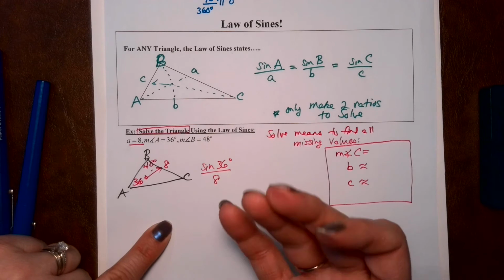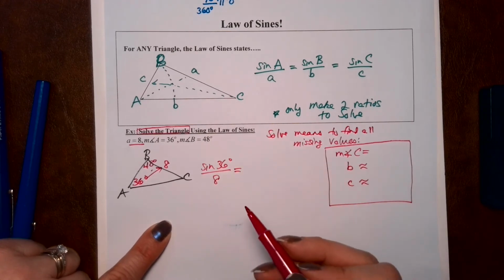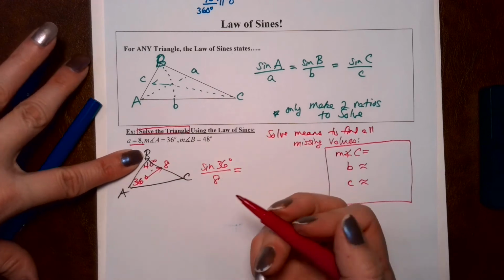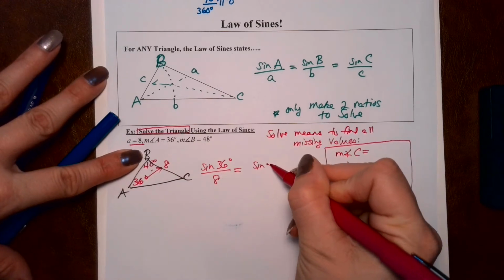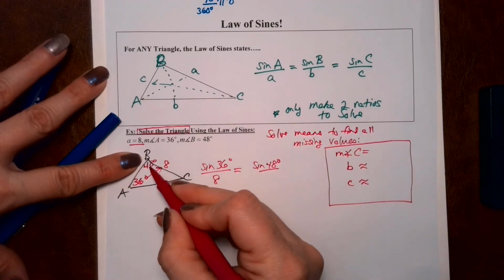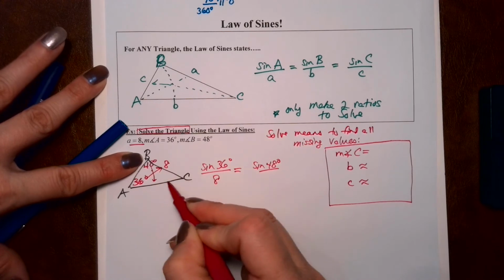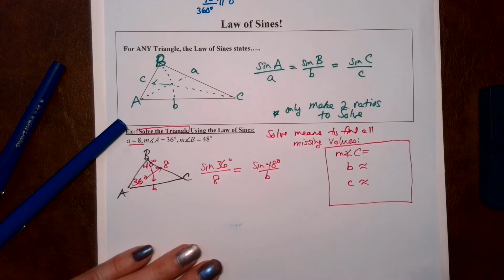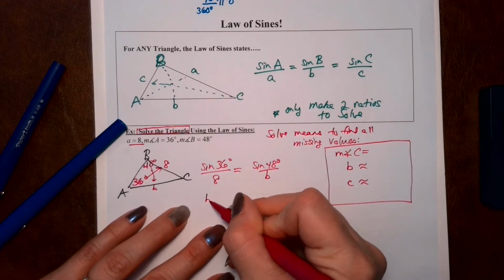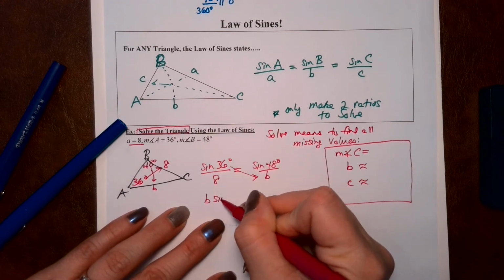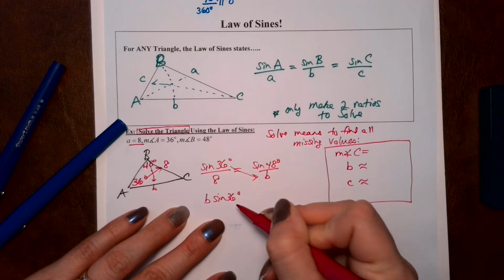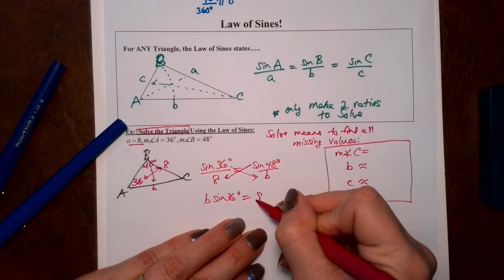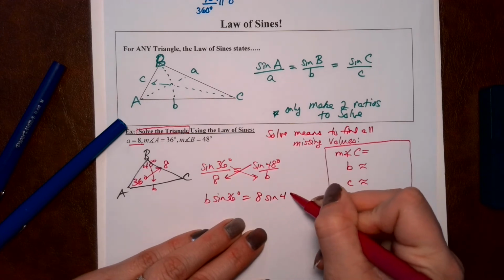And now we need another ratio. And I'm going to use the 48 because that's the other value given. So let's do sine of 48 degrees, and that would go with side little b. Okay, let's go ahead and cross multiply here. B times the sine of 36 equals, cross this way and make the right side, 8 times sine of 48.